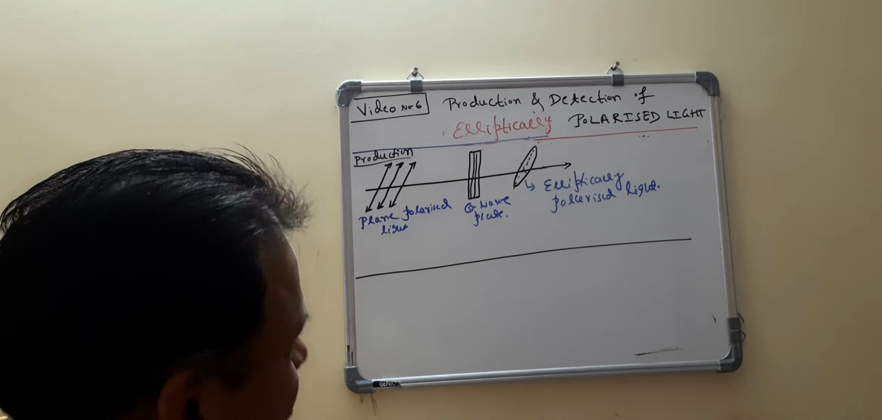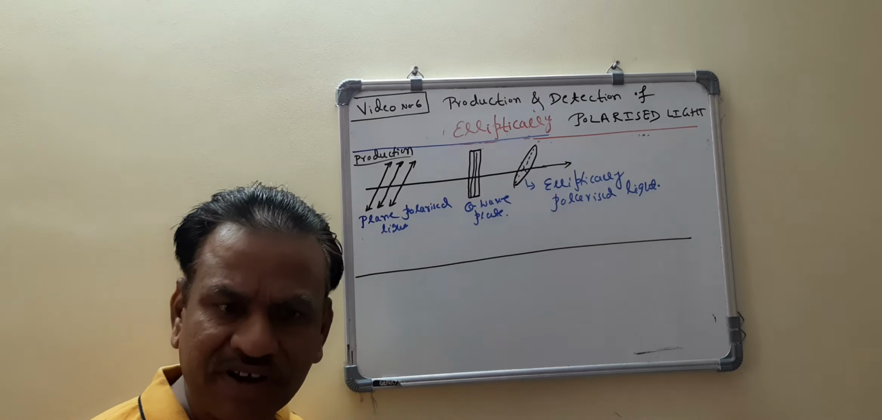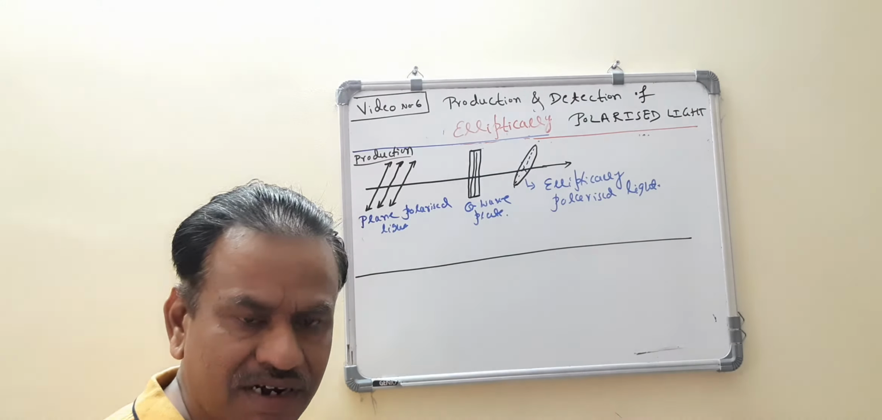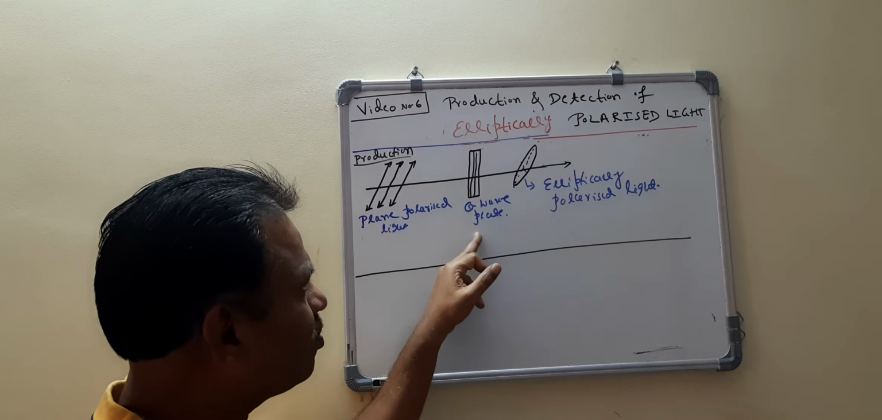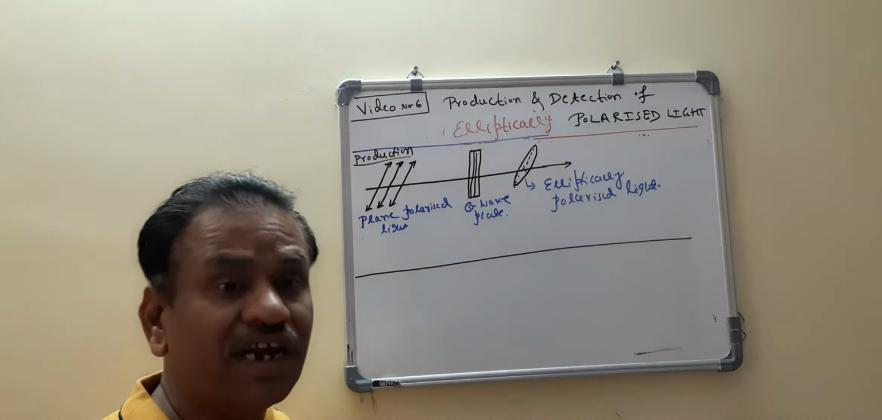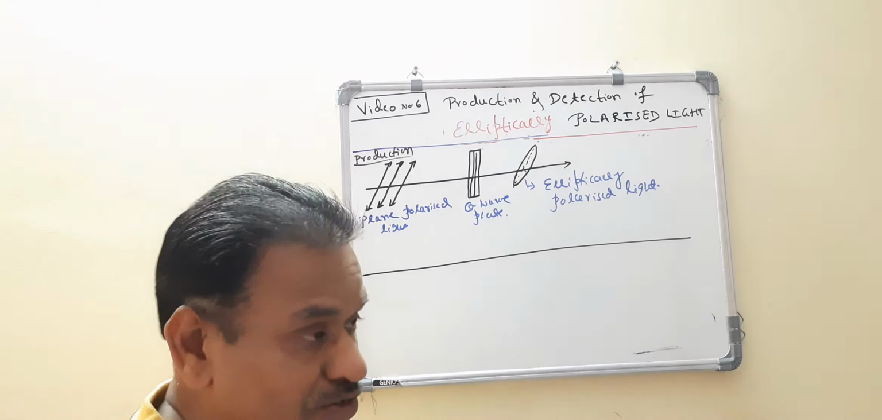Here the question arises in your mind. In the previous case also you used plane polarized light. Here also you are using plane polarized light. In the previous case, by passing the plane polarized light through the quarter wave plate, circularly polarized light is obtained. But here, elliptically polarized light is obtained. How does it differ, how is it possible?